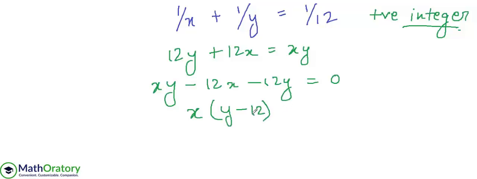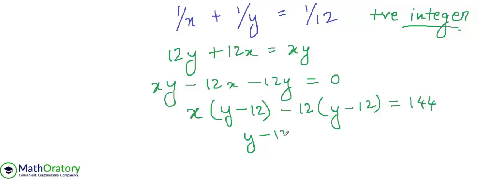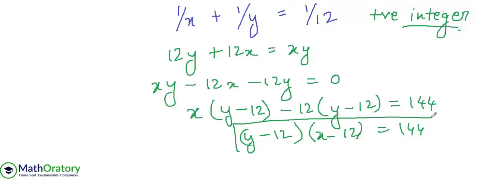And now what I'll do is forcibly write a y minus 12 here. We have this minus 12, so minus 12 taken out. Now, we are simply adding a 144 on the left side, so we should be adding a 144 on the right side as well. So now we have y minus 12 taken common. So we have y minus 12 into x minus 12 is equal to 144. So that is the essence of this problem actually.